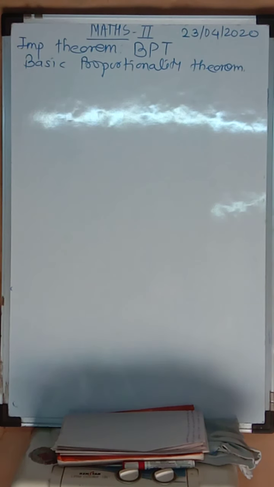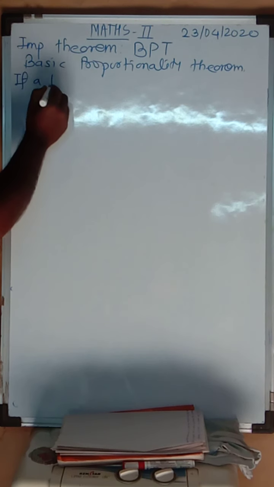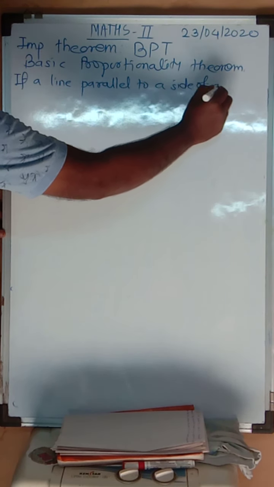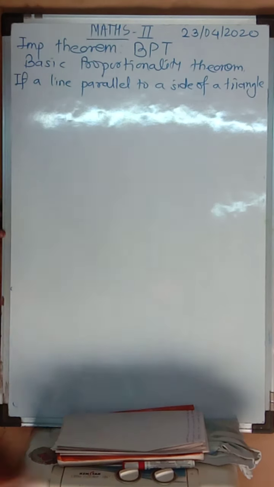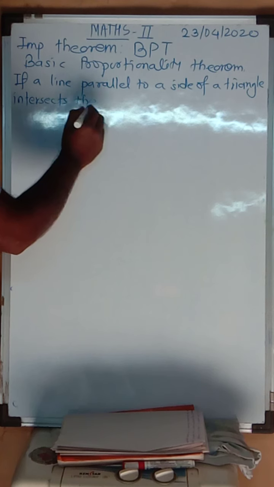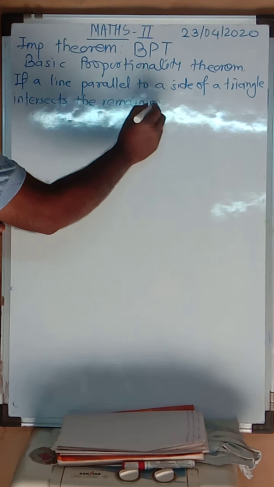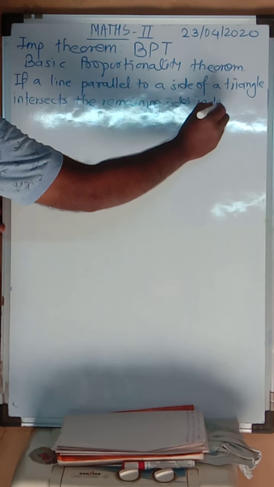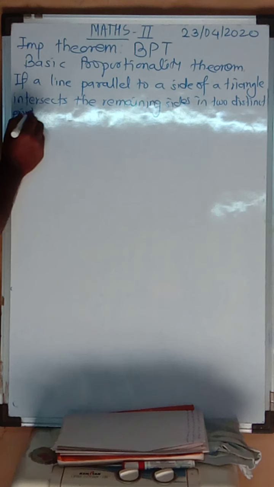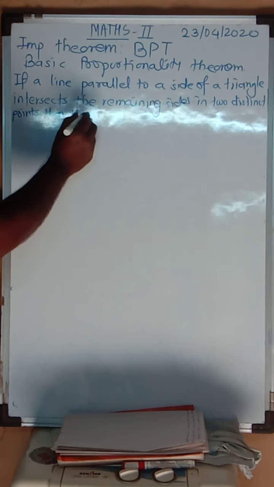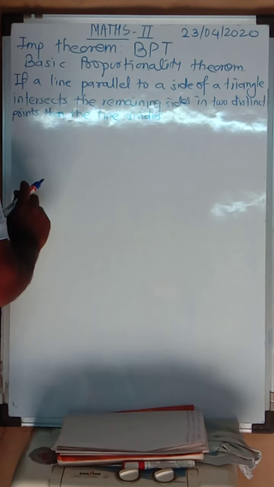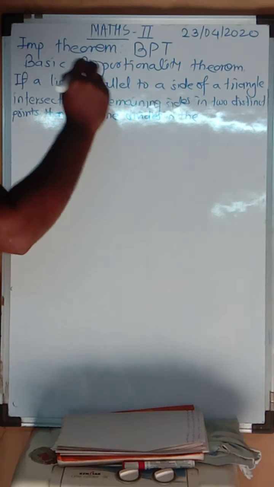What does it say? The theorem is: if a line parallel to a side of a triangle intersects the remaining sides in two distinct points, then the line divides them in the same or equal proportion.